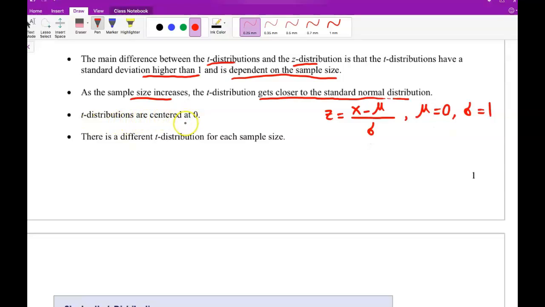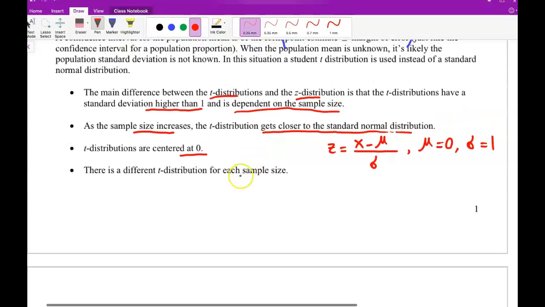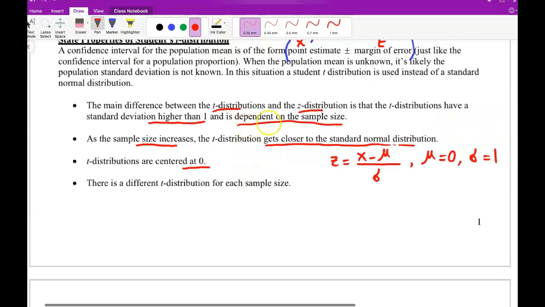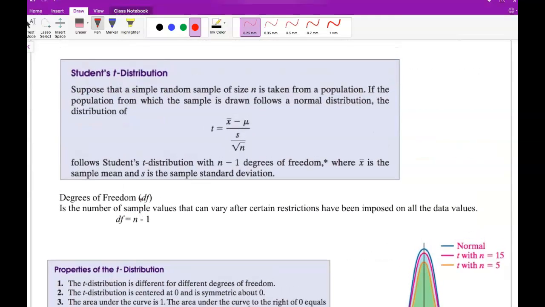And t-distributions are centered at 0. Remember for z we also had 0 in the middle. And there is a different t-distribution for each sample size, because again this is dependent on sample size. So based on what sample size we have, we're going to have different t-distributions. Okay, next page.